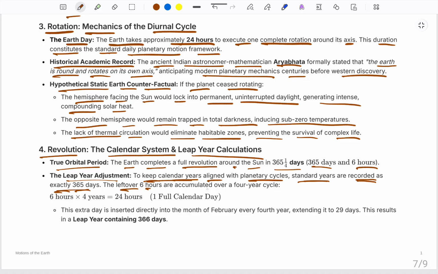The leftover 6 hours are accumulated over a 4-year cycle. So 6 hours into 4 years is 24 hours, that's one full calendar day. This extra day is inserted directly into the month of February every fourth year, extending it to 29 days. This results in a leap year containing 366 days.